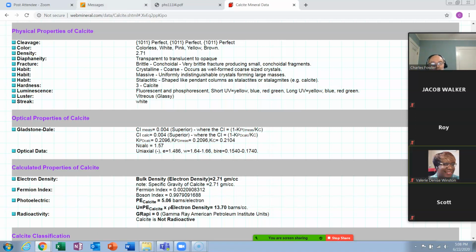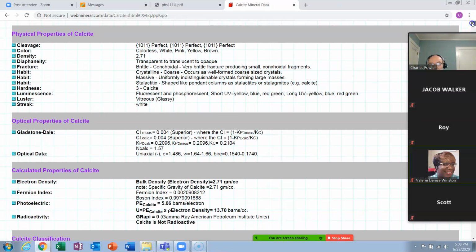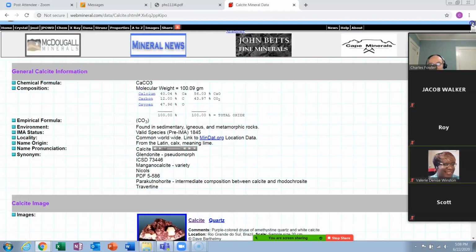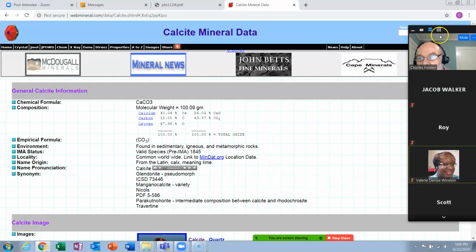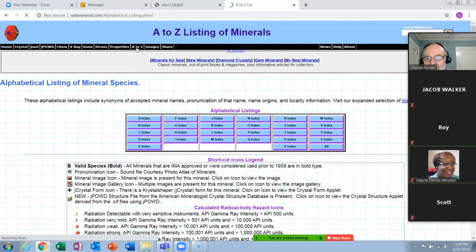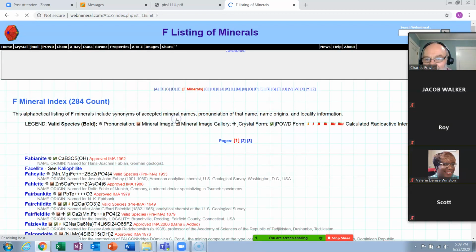Now let me go to one of those problem children. Okay, I'm pretty sure feldspar would be a problem child, so let's go back and see if we can find feldspar. So I'll go back to A to Z. I hope it won't take as long as it did the first time. Yuck, it looks like it's going to. There we go.